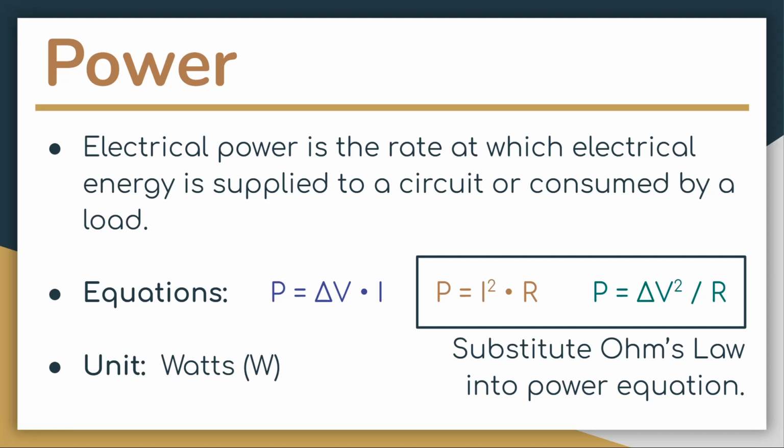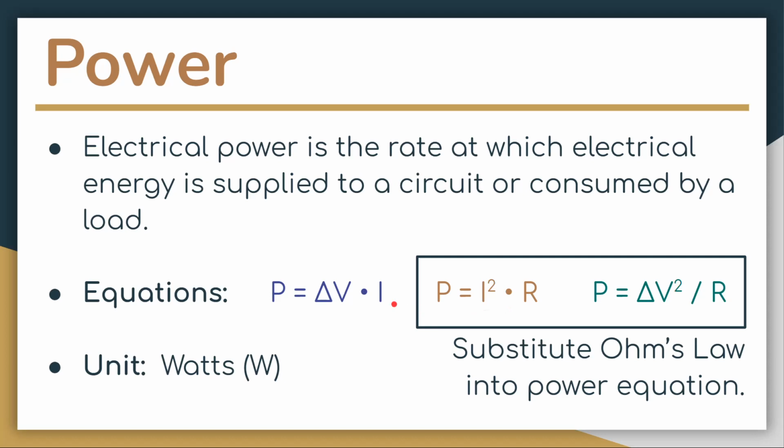However, you can derive 2 other equations by substituting Ohm's law into this equation. We just learned that Ohm's law states that voltage equals current times resistance. So by substitution, I could say current times resistance times current. I times R times I, which would give me this equation, P equals I squared times R. Okay, so I can get that by substituting one equation into the other.